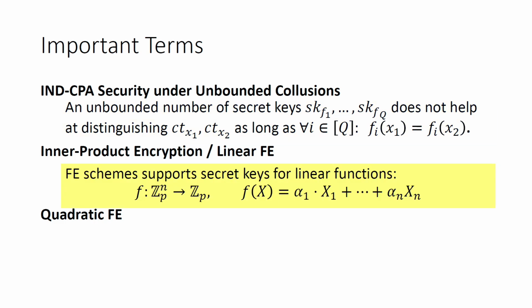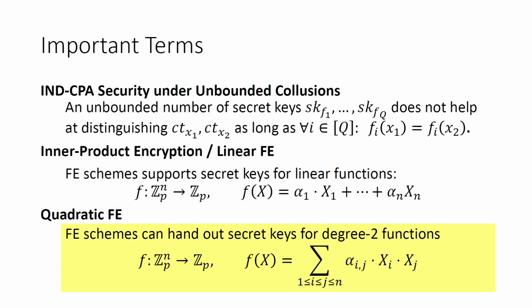Another thing, linear FE or inner product FE is usually called IPE. That's just an FE scheme that supports secret keys for only linear functions. So our message space is set modulo p to the power of n, and we can evaluate linear functions on it. And quadratic FE, that's one step higher. Again with the same message space, but now we can evaluate quadratic functions. So we can issue secret keys for quadratic functions, modulo p over n variables.